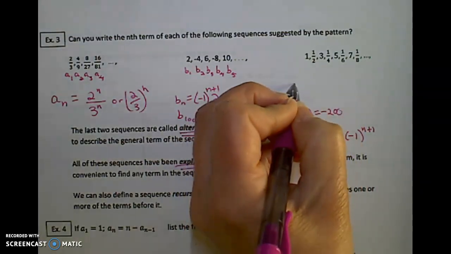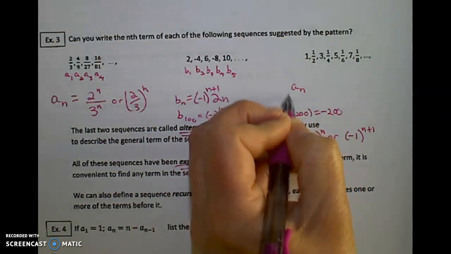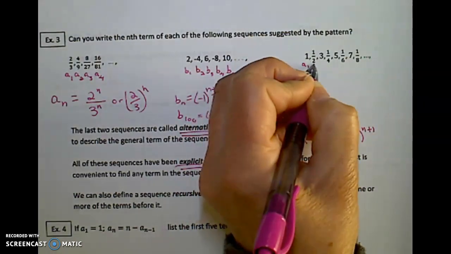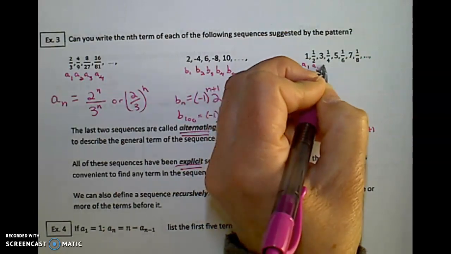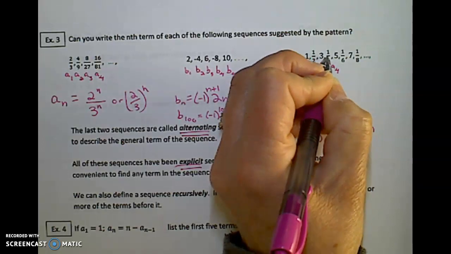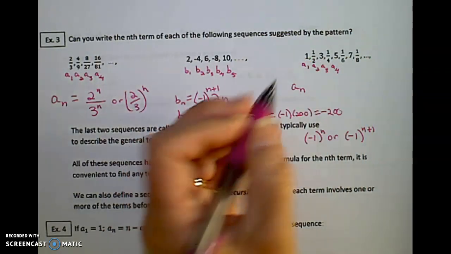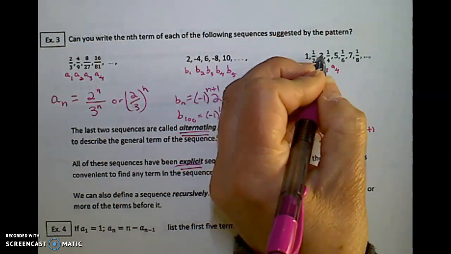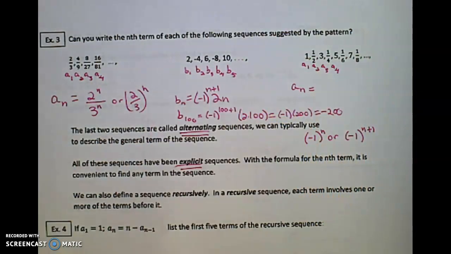Here's a tricky one. I'm going to call it a sub n. See if you can come up with a general term for this pattern. Plug in 1, I get 1, but I plug in 2, I get 1/2. Plug in 3, I get 3. Plug in 4, I get 1/4. What makes that alternate between integer, fraction, integer, fraction? I'll pause again while you look.